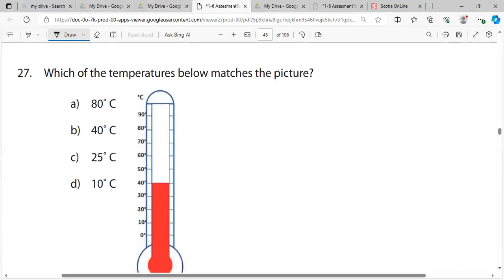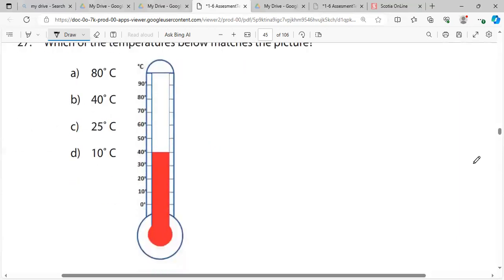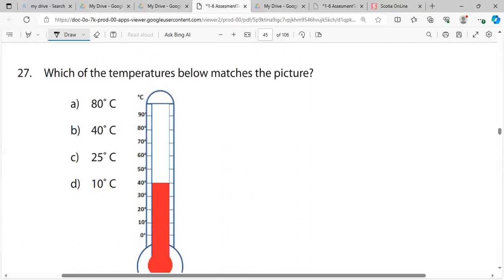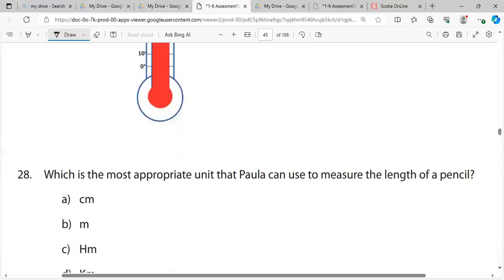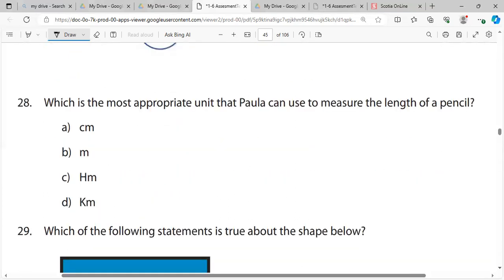As I said, guys, this is gonna be a 2-part series, alright? Which of the temperatures below matches the picture? Alright, so anywhere the red is, we stop at 40 right here, right? So this stops at 40. So that's 40 degrees.